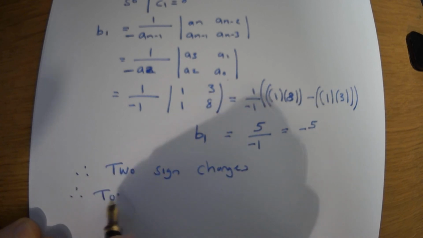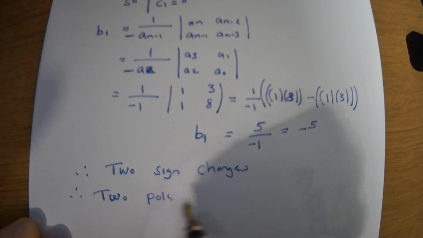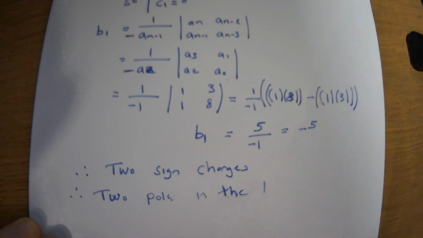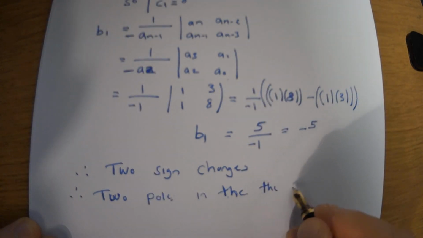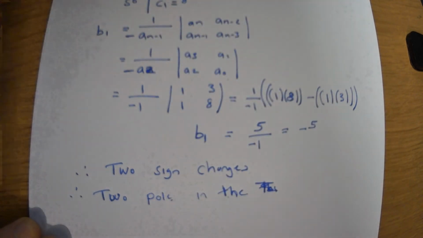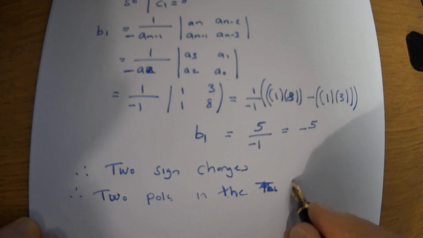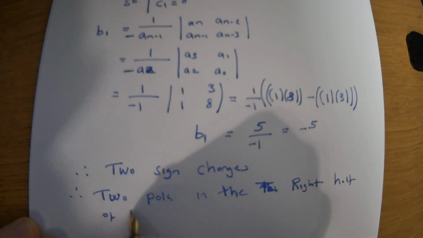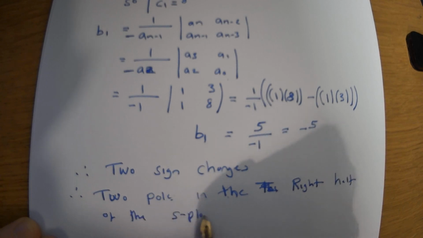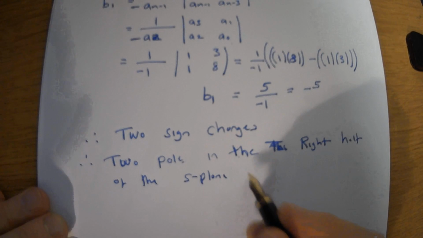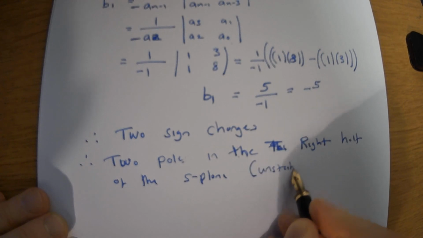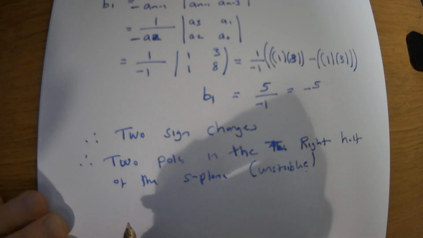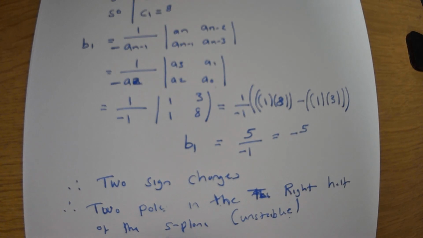Therefore we have 2 poles, which are the roots of the denominator, in the right half of the S-plane, and hence you've got two poles in the unstable region. Therefore this closed loop control system is unstable. It's an unstable closed loop control system.